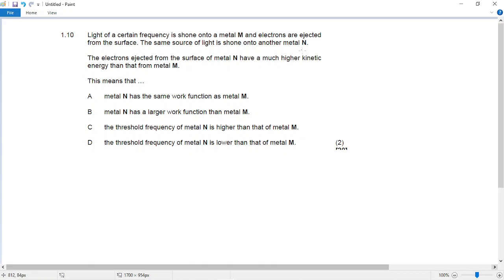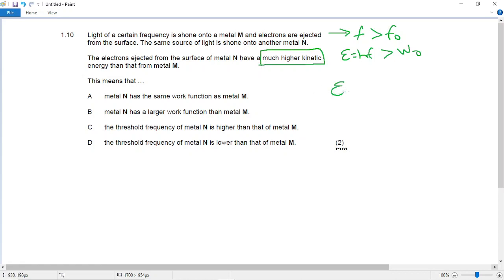Light of a certain frequency is shone onto metal M and electrons are ejected. So this means that the frequency is greater than the threshold frequency and the energy is greater than the work function for that particular light. The same source of light is shone onto a different metal N. The electrons ejected from the surface of metal N have a higher kinetic energy than that from metal M.